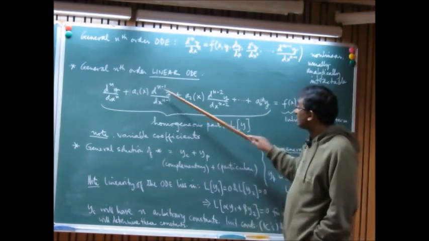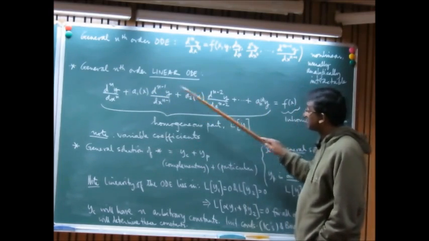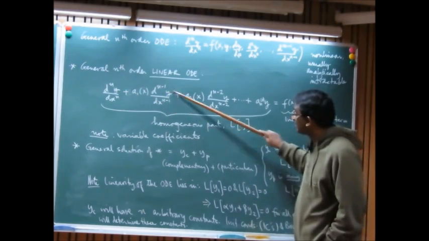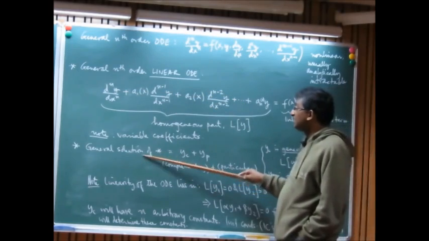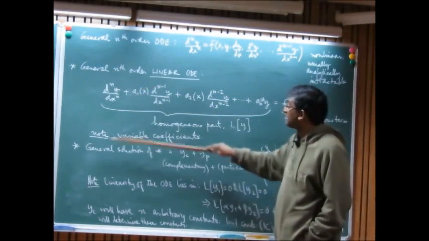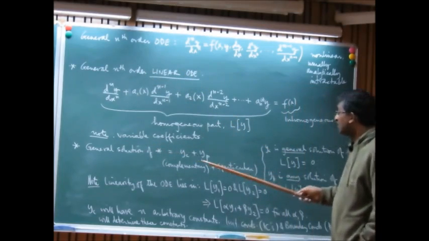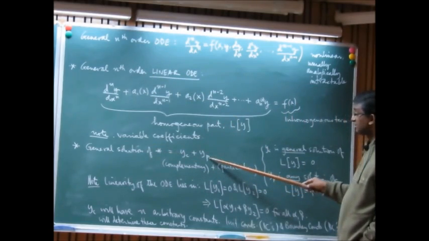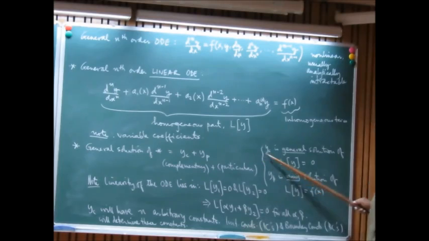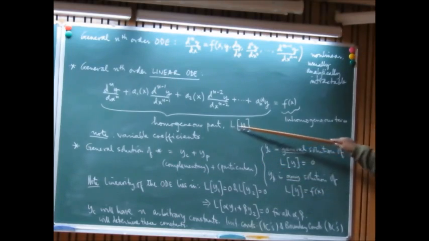Please note that these coefficients are variable, they are functions of x. The dependence on y is here, here, here, not inside this coefficient. The general solution of this equation, the linear one, is the sum of two parts. There is a complementary solution and there is a particular solution. The complementary solution is the general solution of the homogeneous equation, L of y equals 0. That means it is the general solution of whatever you get when you remove this right hand side.